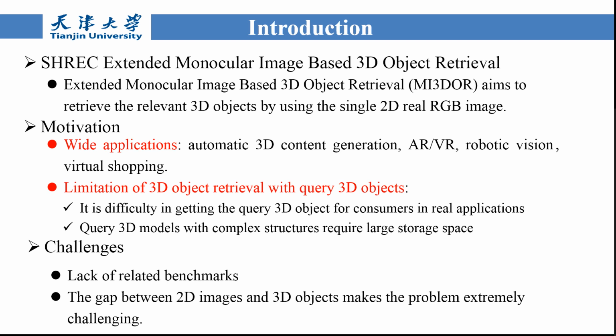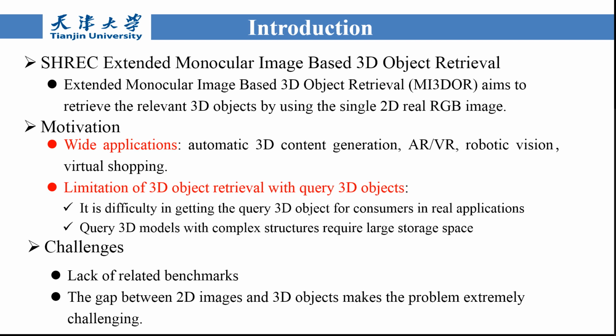Now, there are a lot of 3D retrieval algorithms using a 3D model as a query. However, there are two limitations. The first is that it is difficult for consumers to get the query 3D object in real applications. The second is that query 3D objects with complex structures require large storage space. So we want to develop image-based object retrieval methods.